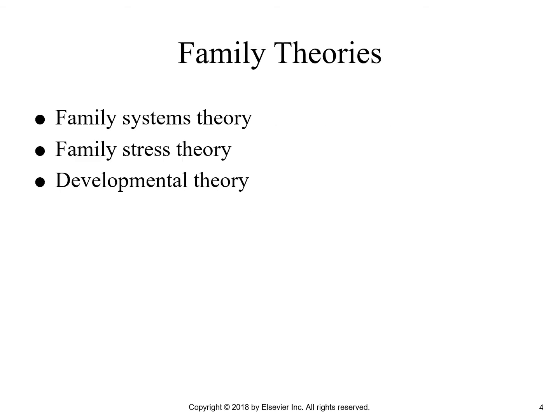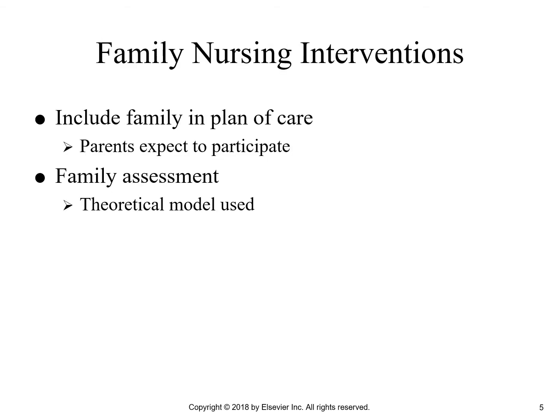Family systems theory, family stress theory, and developmental theory can be seen in Chapter 27 on page 703. It's Table 27.1. The family systems theory is the one you're probably going to hear about the most. When working with children, the nurse must include the family in the plan of care. Research tells us that parents desire and expect to participate. If you look on page 704, box 27.1, you'll see more about that. Family assessment is discussed in more detail in Chapter 29.